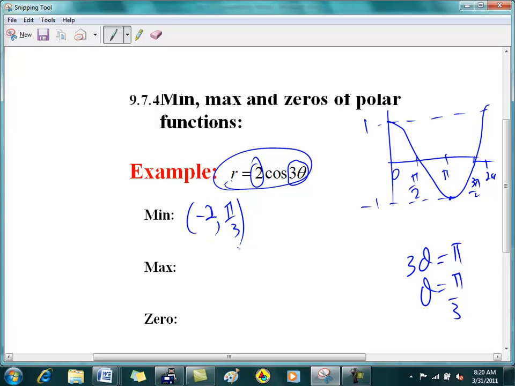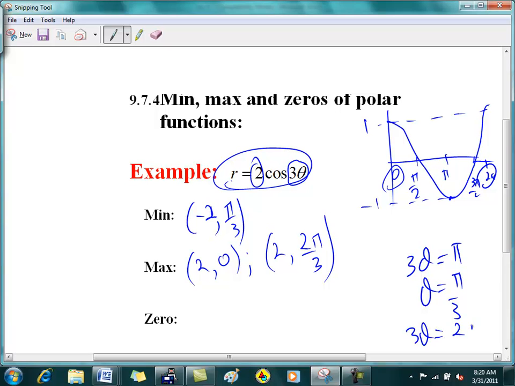Okay? Guys with me on that? Where's the max happening? What's the maximum r value? 2. Where's the max happening? 2 comma. What's the angle? 0. Where else? Nice. Good job, Ian. 2 pi over 3. Why is it over 3? Because 3 theta is 2 pi. So then theta is 2 pi over 3.